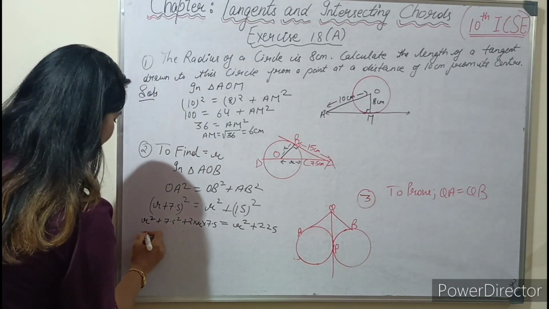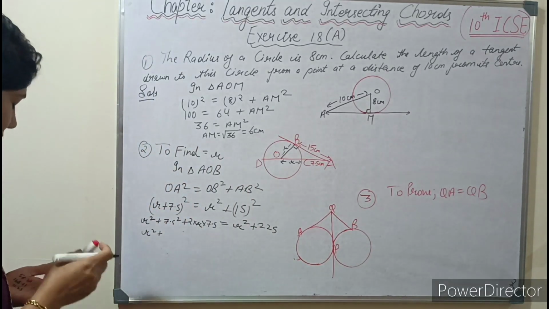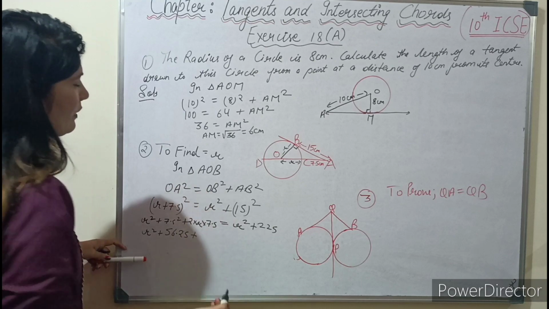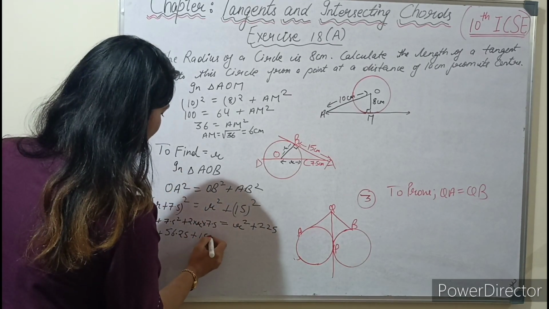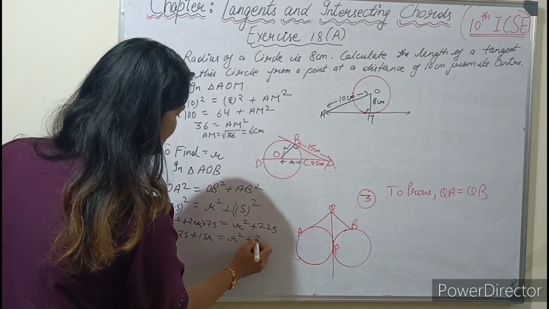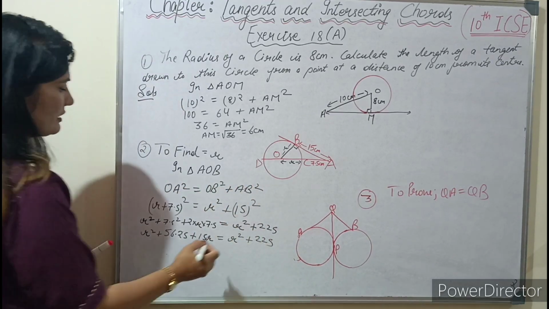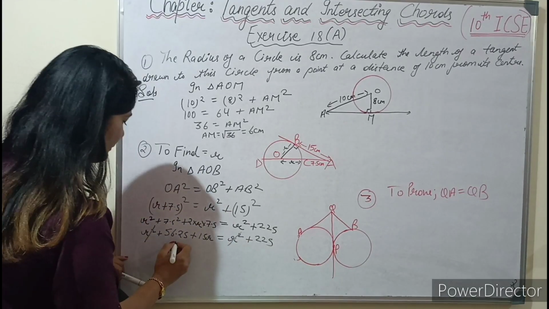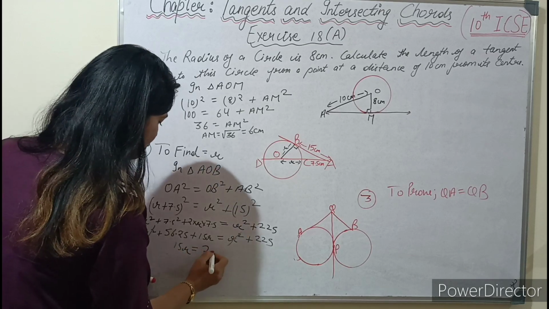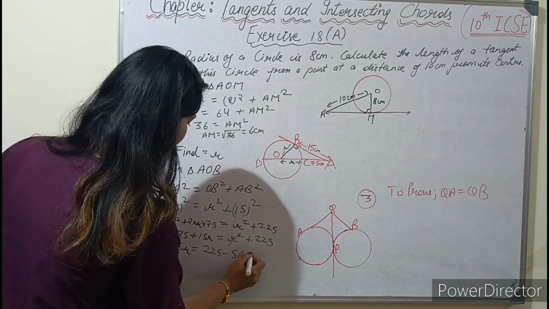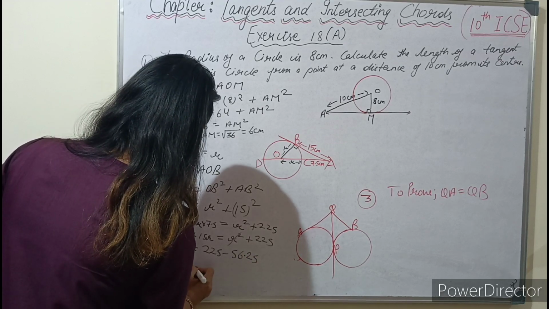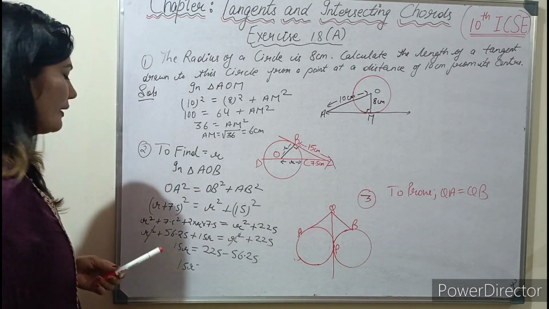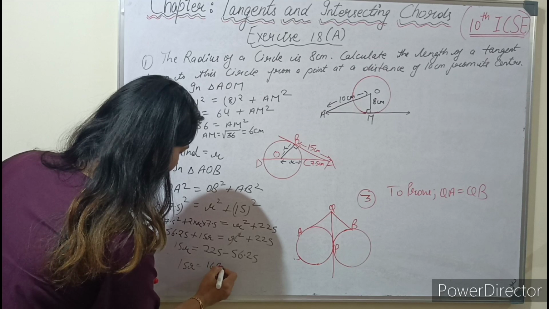Now this side r square plus, now here 7.5 square is 56.25 and 2 multiplied by 7.5, that is 15r is equal to r square plus 225. Now here you can see this r square and r square cancel out. So this is 15r is equal to 225 minus 56.25. So from here 15r is equal to, so 225 minus 56.25 is 168.75.